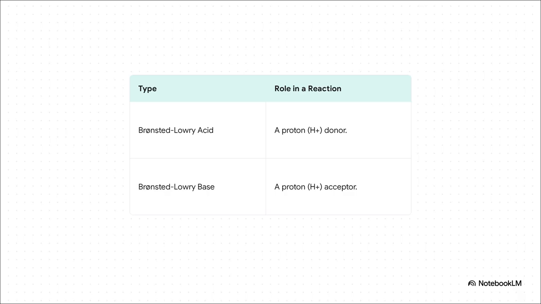And that brings us to the Bronsted-Lowry theory. Now, this is a much more elegant and powerful way to look at it. It doesn't focus on what a substance produces, but on what it does during a reaction. In this view, an acid is simply a proton donor, and a proton is just a hydrogen ion, that H+. A base, then, is a proton acceptor. It's really just a dance of donating and accepting a proton.